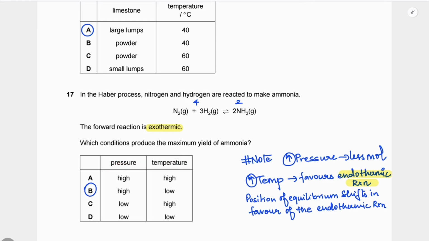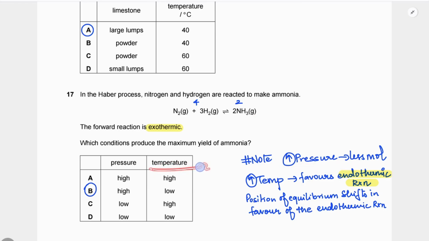So we need to see the condition where we can get more of the product, which is ammonia. As you know, once the pressure increases, it favors the side with fewer moles. We can see here the number of moles in this reaction: on the reactant side it comes to 1 plus 3, which is 4, and on the product side we have 2. So it's quite obvious that once we increase the pressure, the equilibrium favors the side with fewer molecules or fewer moles. So over here it will shift towards the right side, which means we're increasing the yield of ammonia. So your pressure needs to be high.